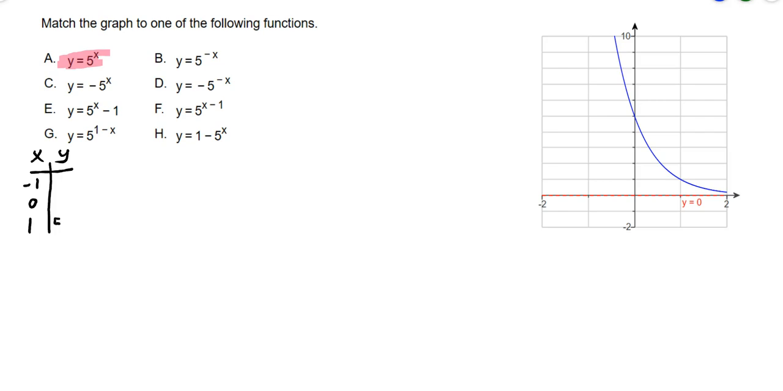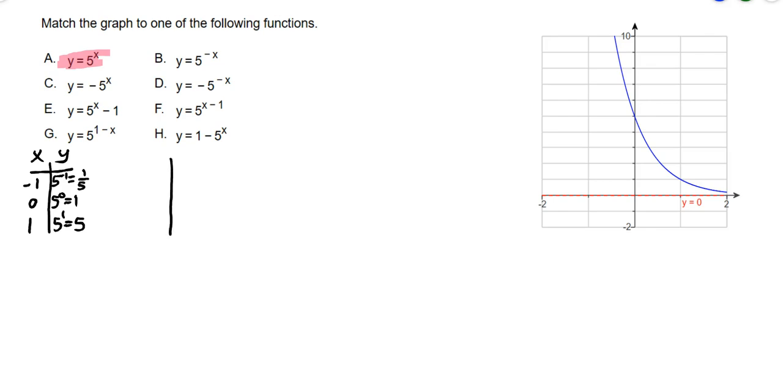So 5 to the first power would be 5. 5 to the 0 power would be 1. And 5 to the -1 power, that's where the negative has you take the reciprocal of the base. So that's the 1/5 power.